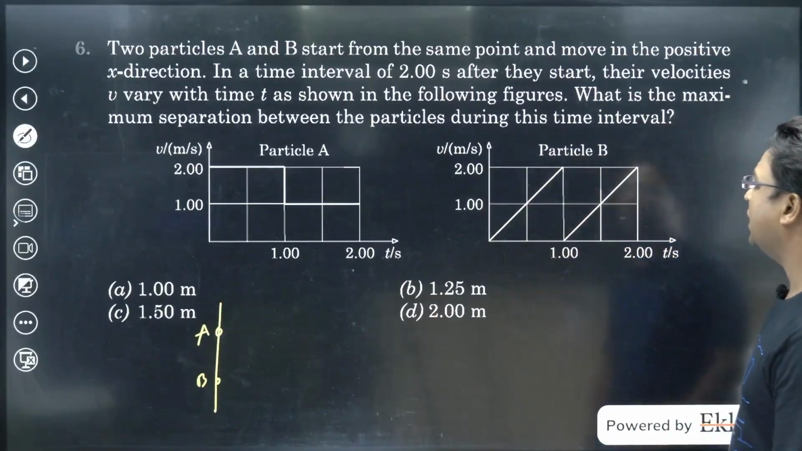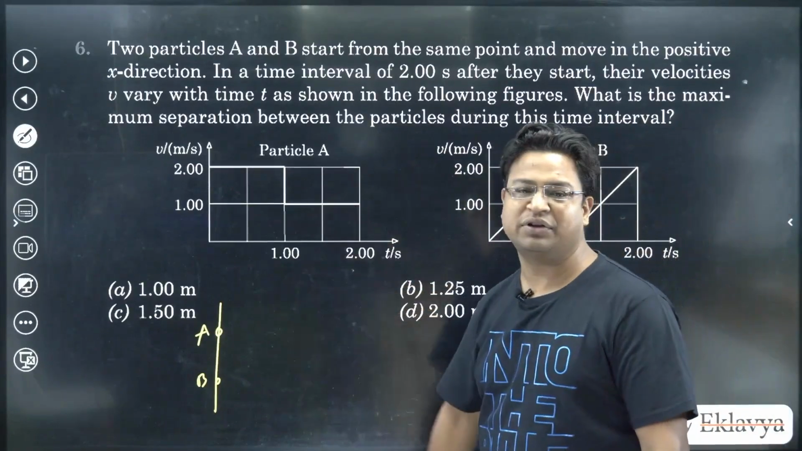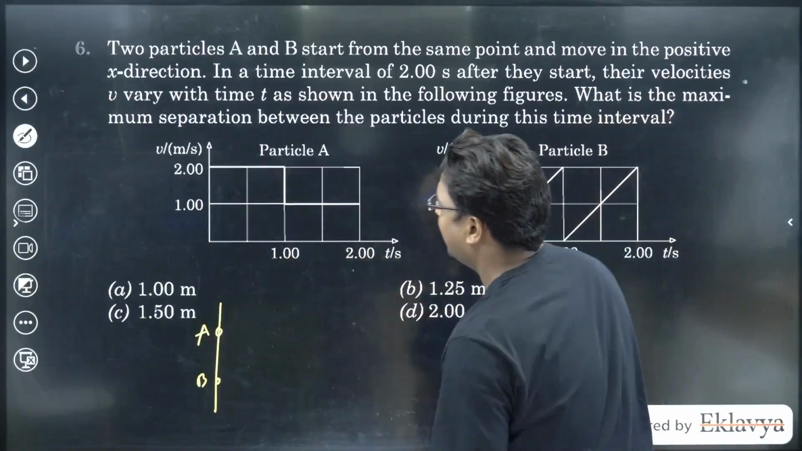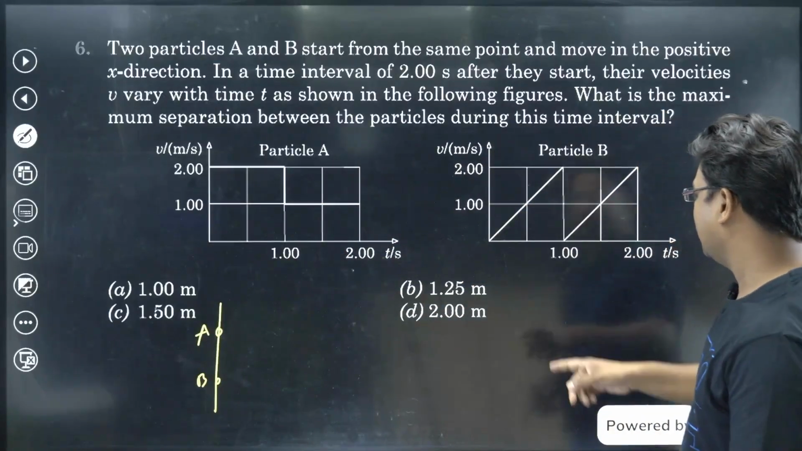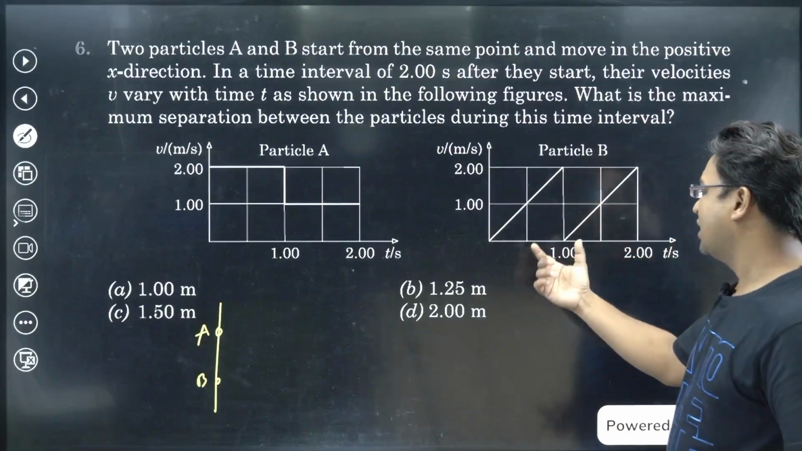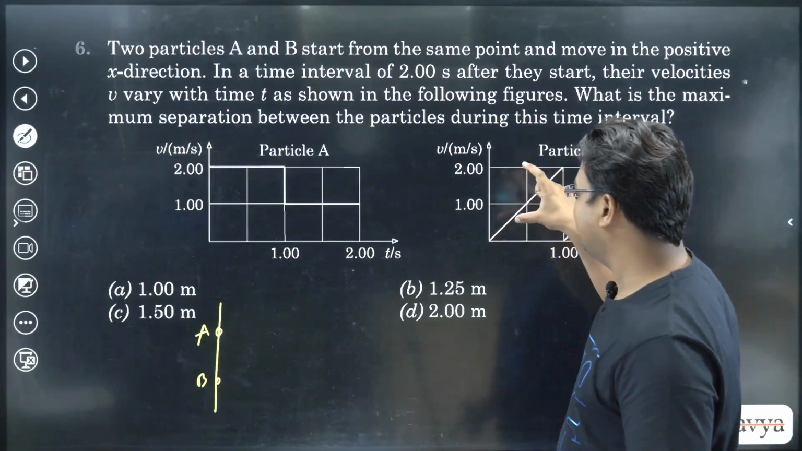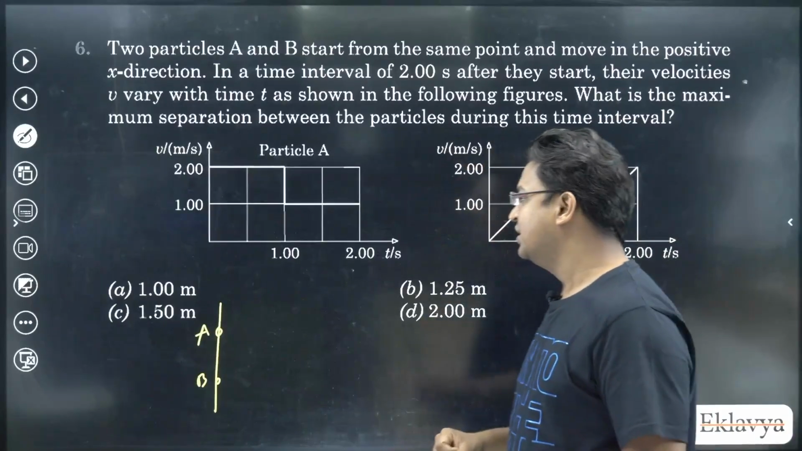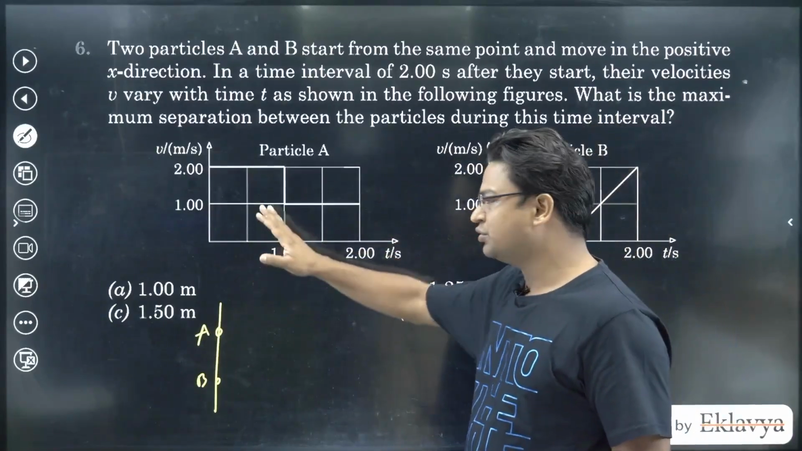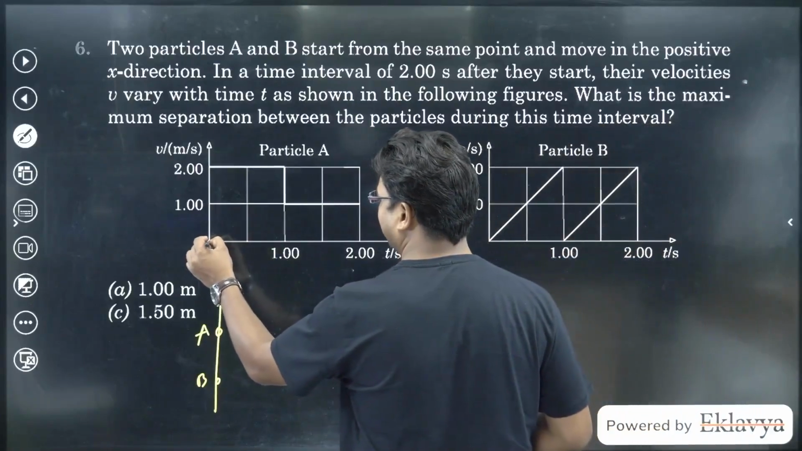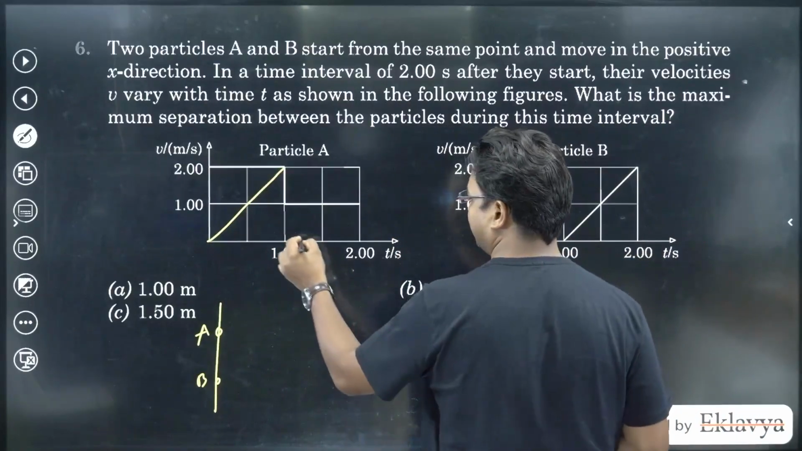So what will I do? I will superimpose this graph. So let me shift this graph here. Fortunately, the scales are the same. In the time scale, one block represents 0.5 seconds. And on the vertical side, one block represents 1 meter per second. The same is happening in this graph also. So the scales are the same, so we can simply shift the graph. So if I draw this graph, it would be like this and it would be like this.